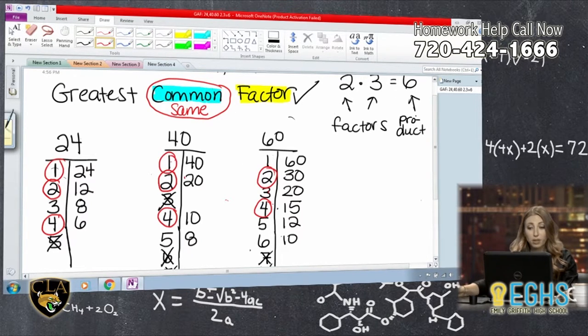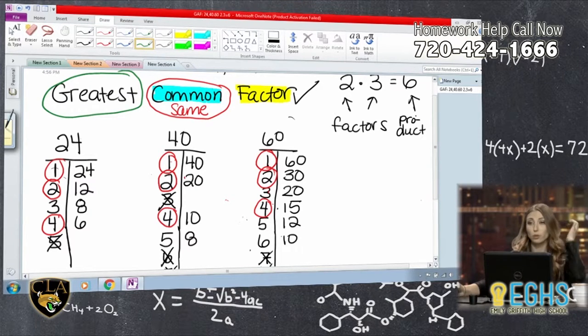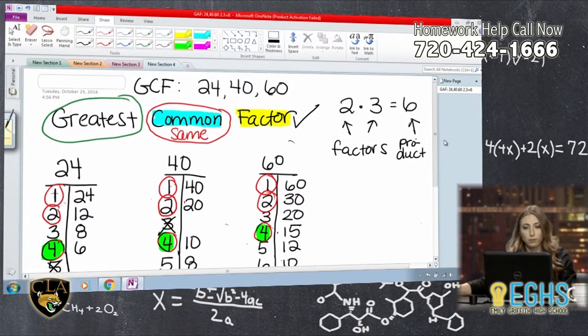So now I have all my common factors listed. The last little bit of this part is to find the greatest one. So out of 1, 2, and 4, 4 is my greatest. That is on all 3 lists. So 4 is the greatest common factor of 24, 40, and 60.